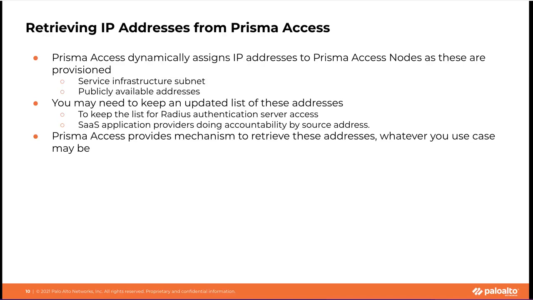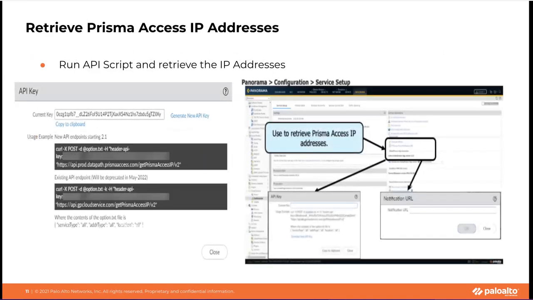And you may need to keep an updated list of all of these IP addresses for your authentication servers, for SaaS providers, so that they can have a mechanism to retrieve them on this source address basis. So Prisma Access provides a mechanism so that you can retrieve all of these IP addresses. Let's have a look. The first method is you can retrieve the IP addresses by using an API script.